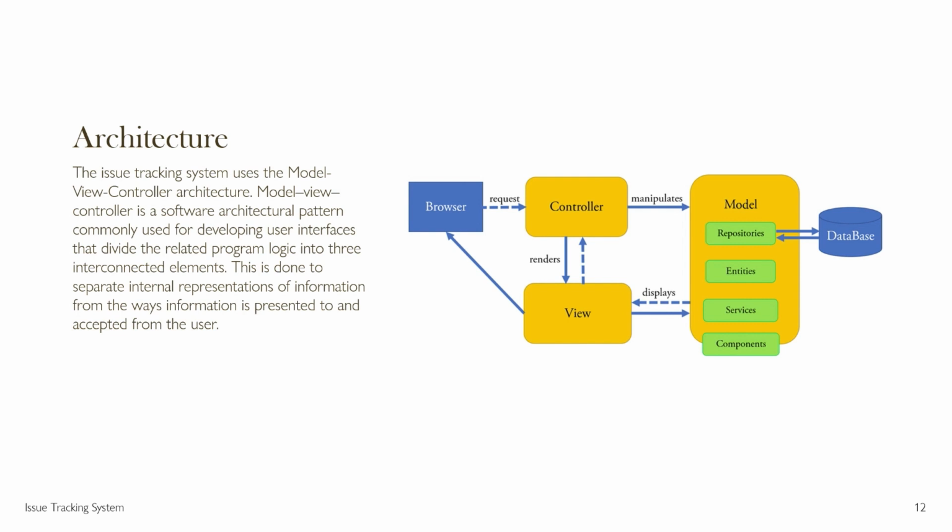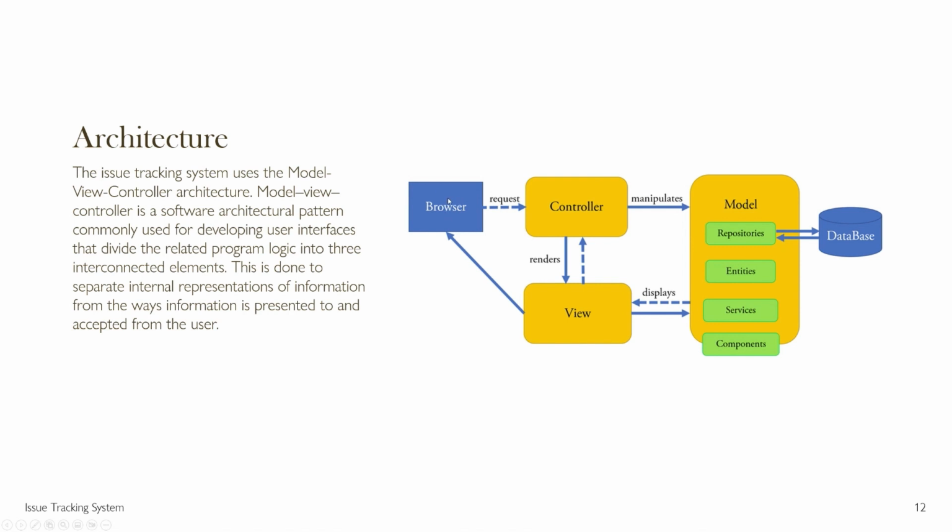So the issue tracking system uses the model view controller architecture. Model view controller is a software architecture pattern commonly used for developing UI that divides the related program logic into three interconnected elements. This is done to separate internal representations of information from the ways information is presented to and accepted from the user. So in this diagram, we here have the browser of the client.